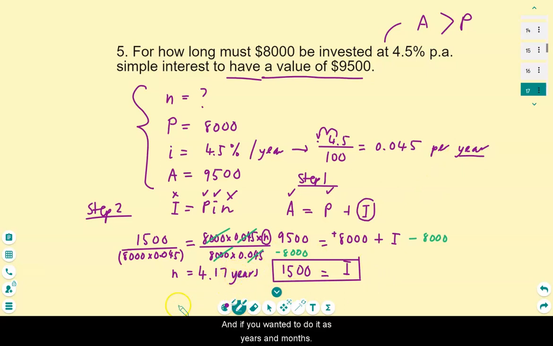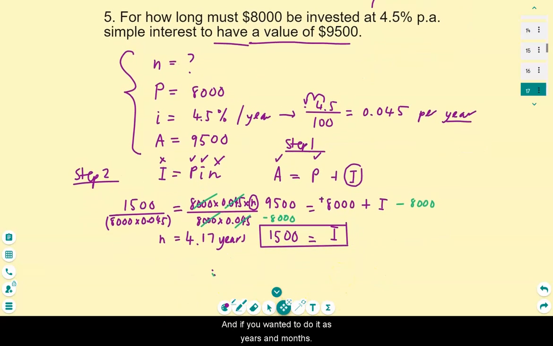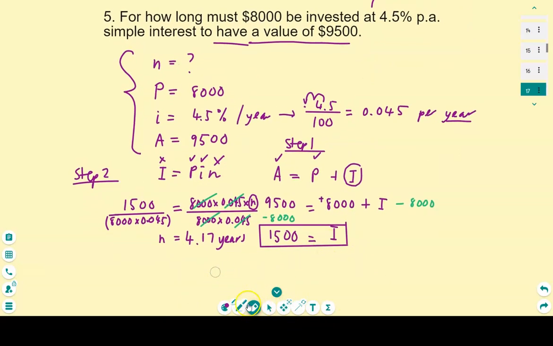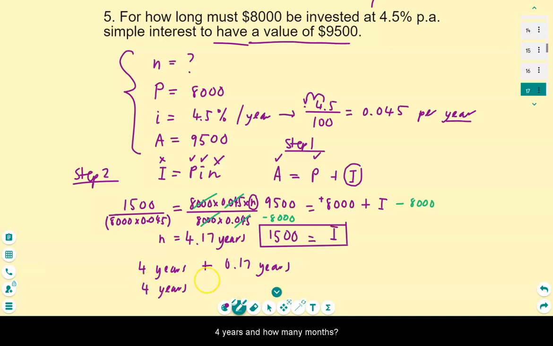Years. And if you wanted to do it as years and months, we can break that up. 4 years plus 0.17 years. 4 years. And how many months? Well, we times it by 12 because we want that bigger number. We want it to be a meaningful number of months. So about 2 months. 4 years and 2 months. Okay, and that is our answer.